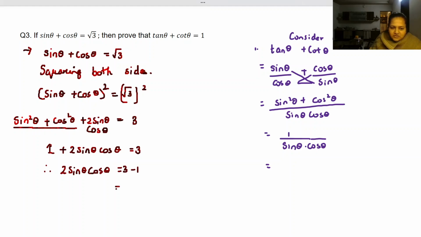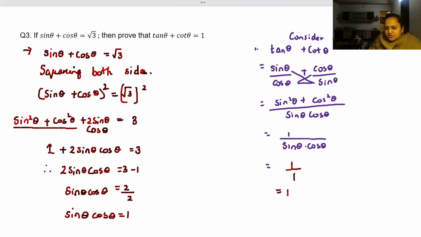3 minus 1, which is 2. And this multiplication will come down and become division. So we get that sine theta into cos theta is nothing but 1. 2 upon 2, 1, which we replace over here. We are going to get 1 by 1, which is 1.